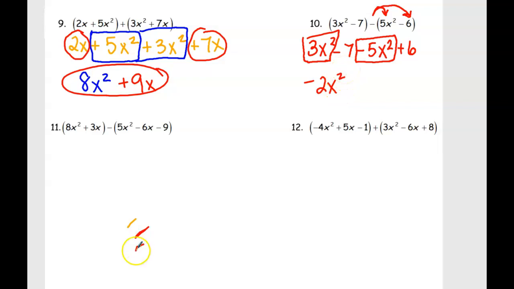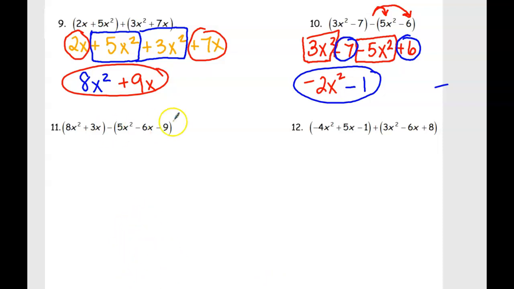Okay, and then when you take your negative 7, let's try a different color. You got your negative 7 and your positive 6 would give you a negative 1. All right, so with number 11, notice I'm subtracting that trinomial. So I'm going to start by rewriting the problem.